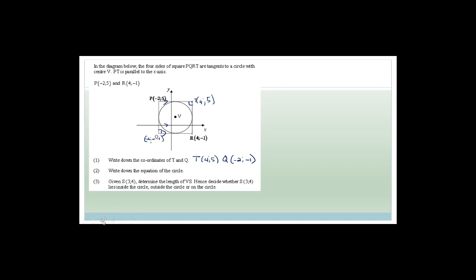Let me just show you, hang on. This distance here, from there to there, all the way down, is from the y values, so it's from 5 to minus 1, so it's 6. Do you agree that half of that would be 3? So if I went down 3 units, I'd get to V.